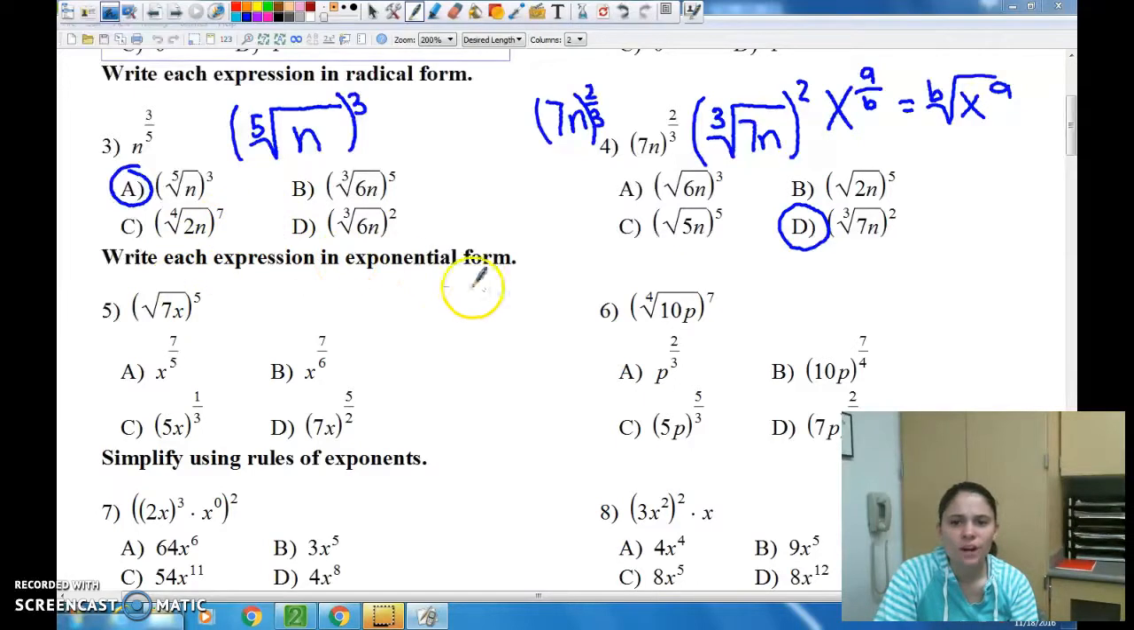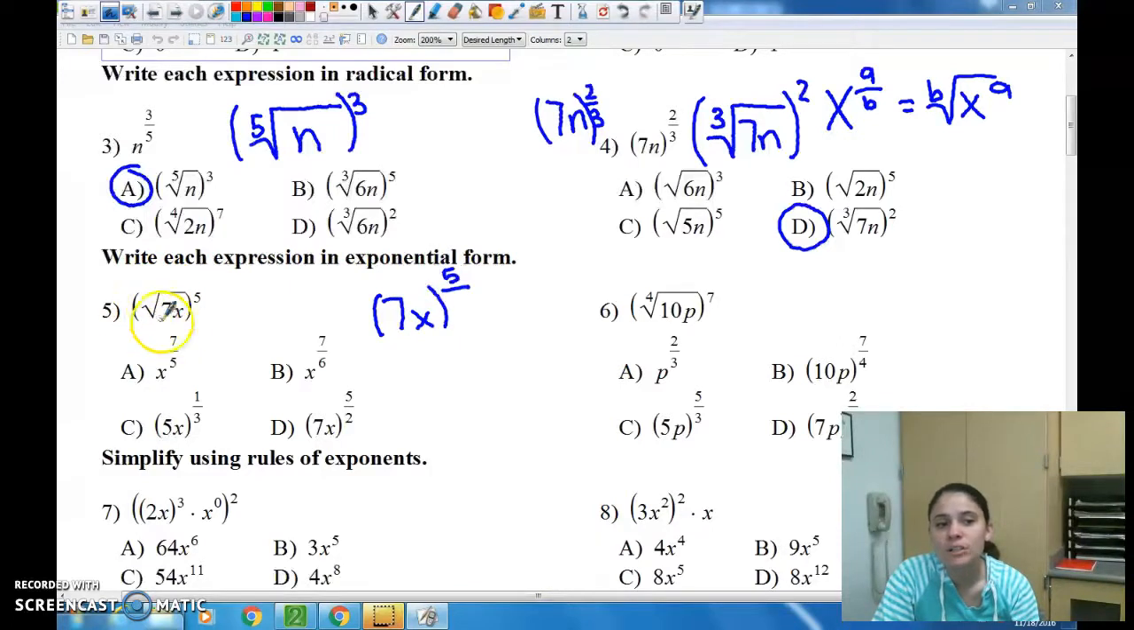So then we have numbers 5 and 6, and I'm going to use this same tool right here, except I'm going the opposite way. So I'm going to put whatever's the root number in the denominator and whatever's the exponent in the numerator. So I'm going to start right here, and since this whole thing is under the radical, I'm going to have a 7x in parentheses. And then my numerator is my exponent, so I have a 5 right here. And then my denominator is my root number, but this doesn't have one. So remember, this is a square root when there's nothing there, so this is a 2. So this is 7x to the 5 over 2, which is letter D.